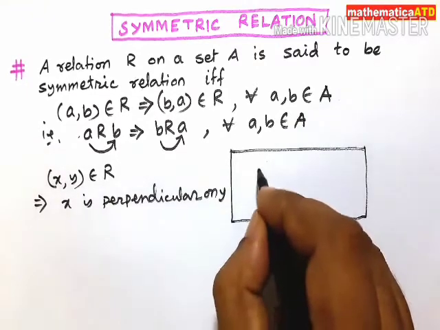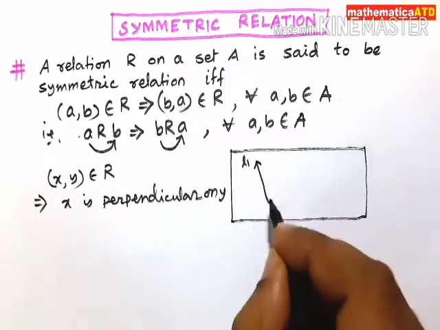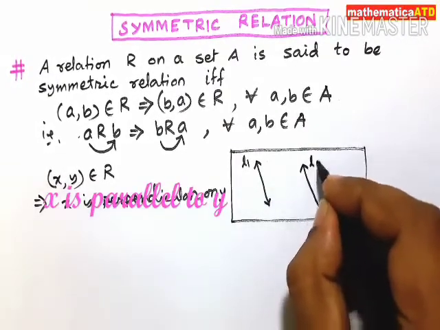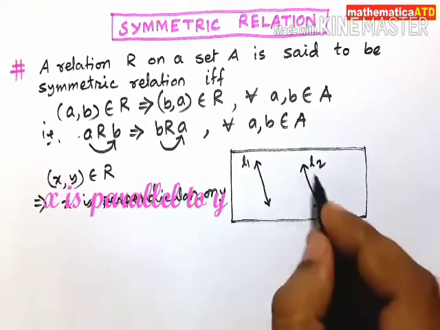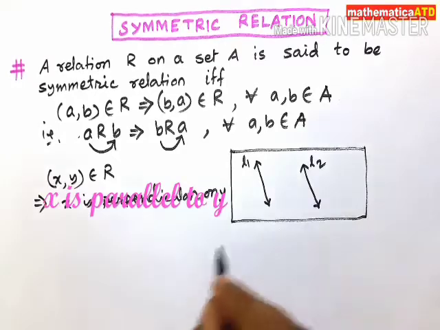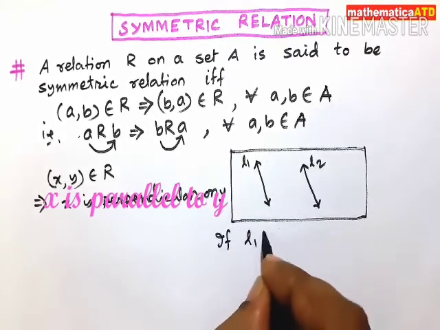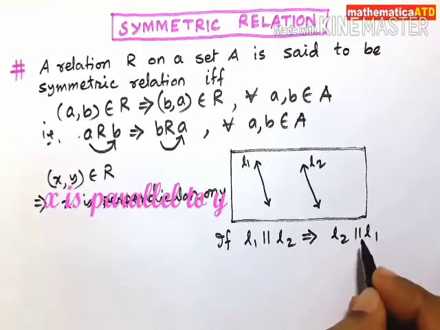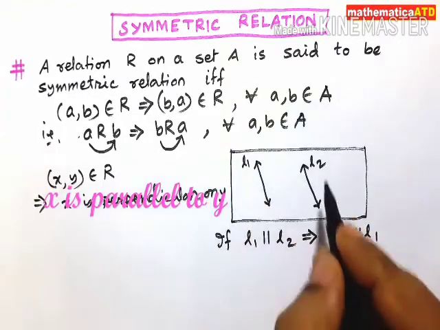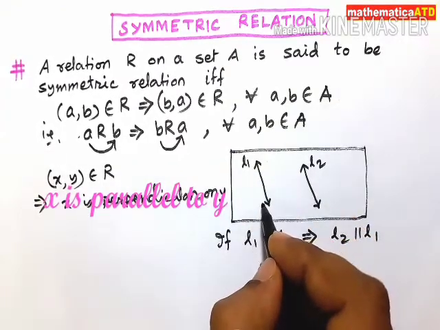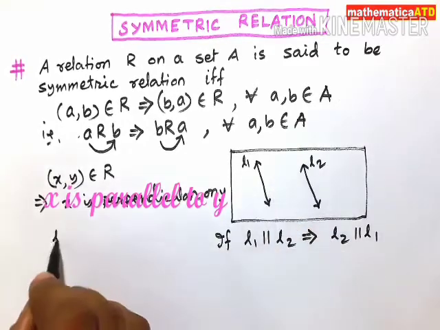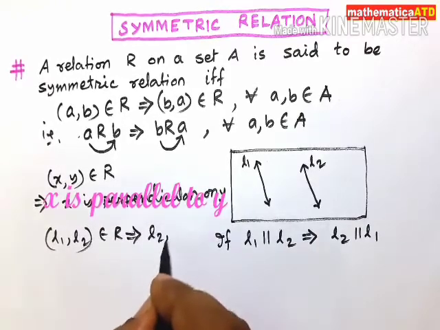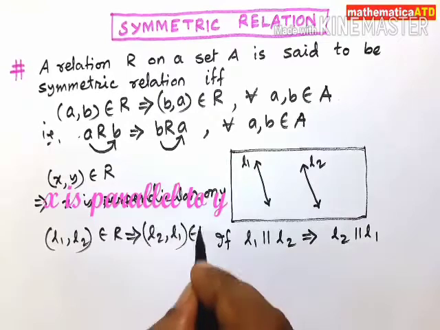Suppose we draw a line, say this is the line L1, and there is another line, say L2. So this L1 is parallel to L2. If it is given that L1 is parallel to L2, then obviously L2 is also parallel to L1, isn't it? So we can say that (L1, L2) belongs to R implies that (L2, L1) also belongs to R.